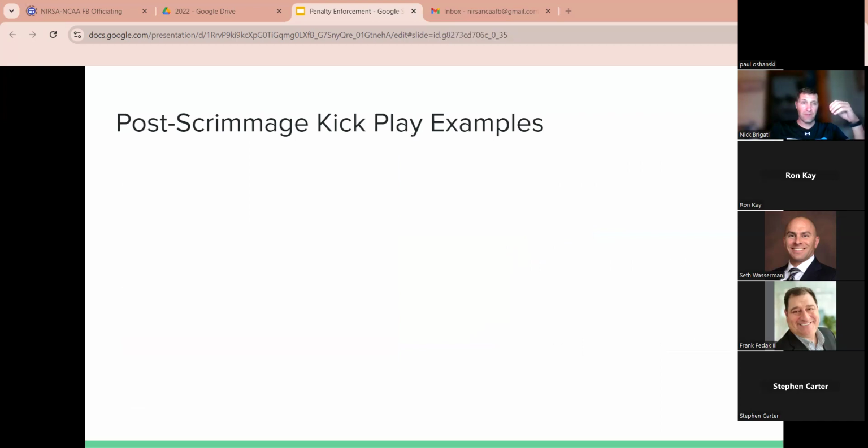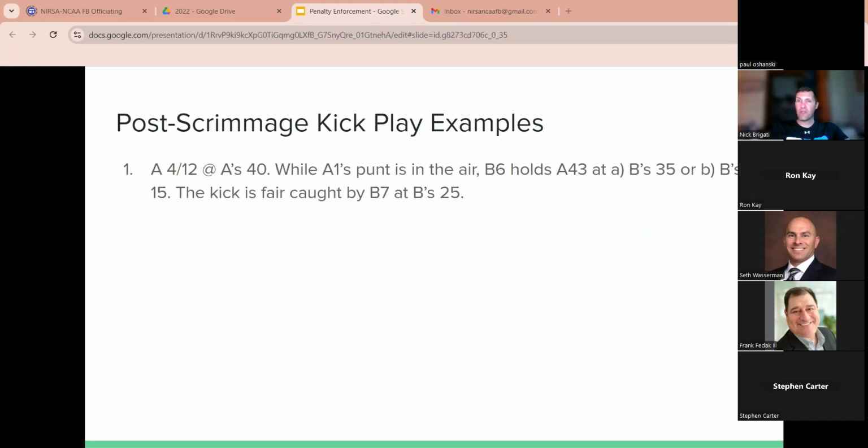So here's some examples. 4th and 12 at A's 40. While A1's punt is in the air, B6 holds A43 at B's 35 in the first case, or B's 15 in the second case, but the kick is fair caught by B7 at B's 25. Well, in the situation where the holding occurs at B's 35, which is in advance of the end of the kick, that penalty would be enforced at the end of the kick. So we go from the 25 back to the 15. However, in the second case, where the foul is behind the end of the kick at the 15, we would have to go half the distance to the goal from the 15-yard line using the 3-and-1 principle that we talked about before. So in that case, it'd be 1st and 10 for B at B's 7.5.